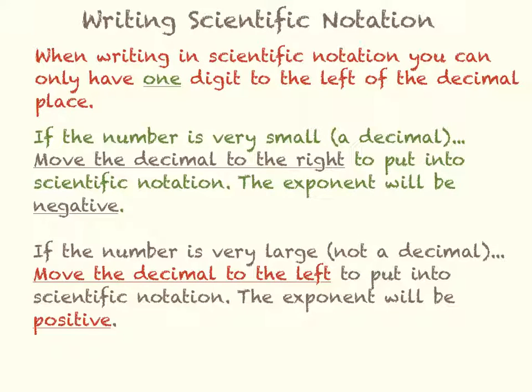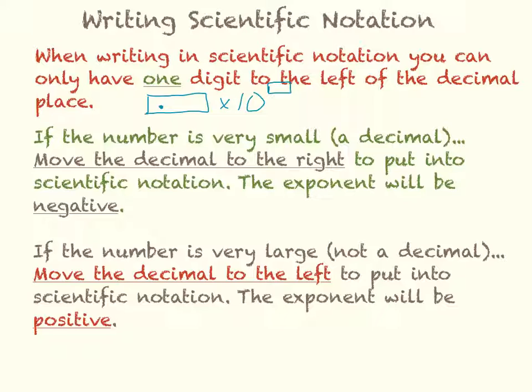Writing scientific notation. When writing in scientific notation, you can only have one digit to the left of the decimal place, and then you write times 10 to some power. So the format would be a number with only one number to the left of the decimal, and then times 10 to a power. And that power could be positive or negative.